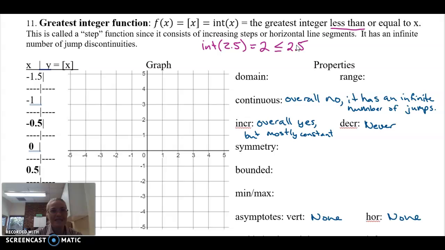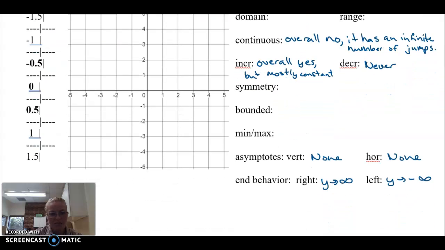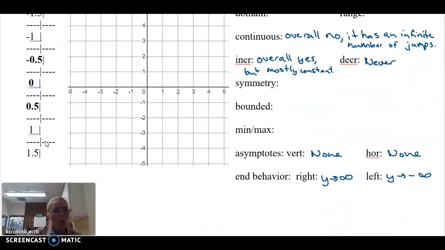So 2.5, what integers are less than 2.5? Well, 2 is less than 2.5, 1 is less than 2.5, 0 is less than 2.5, but 2 is the greatest whole number integer that is still less than 2.5. All right, so that's what this less than or equal to x means. So if we were to look at my table, oh, I didn't even have it. Well, okay. 1.5, what is the greatest integer that's still smaller than 1.5? Well, that's going to be 1.